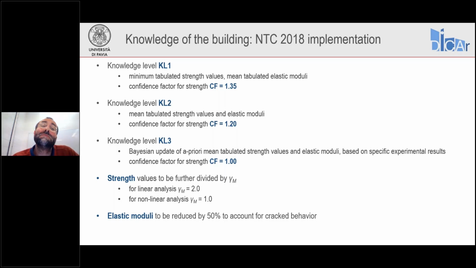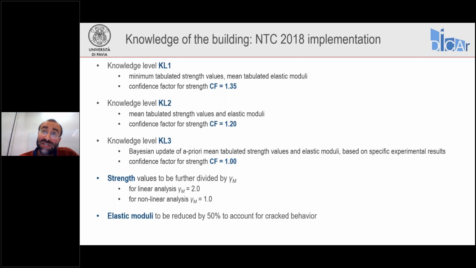Finally, if we are in knowledge level KL3, we can combine the mean tabulated strength values and elastic moduli with those determined from on-site testing. And we perform a so-called Bayesian update procedure. We will see this better in the next webinar of this series, where these aspects will be treated more in depth, showing how to perform this procedure.